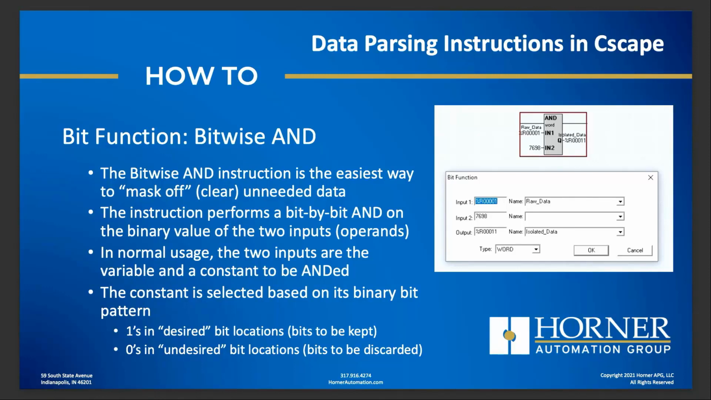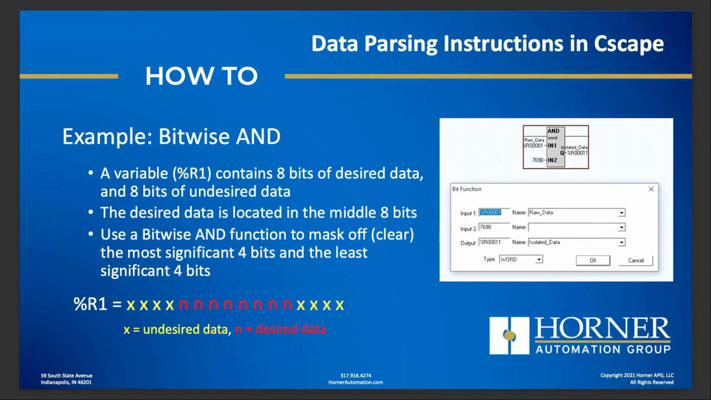Okay, let's take a look at an example. I think looking at an example is going to make it easier to visualize this. Let's say that we have a variable %R1 that contains 8 bits of desired data. But remember, when we say %R1, we're talking about a word type variable typically. That's 16 bits worth of data, not just 8 bits. And let's say in this example, the 8 bits that we need to deal with are right smack dab in the middle. They're not in the lower 8 bits, they're not the upper 8 bits, they're right in the middle.